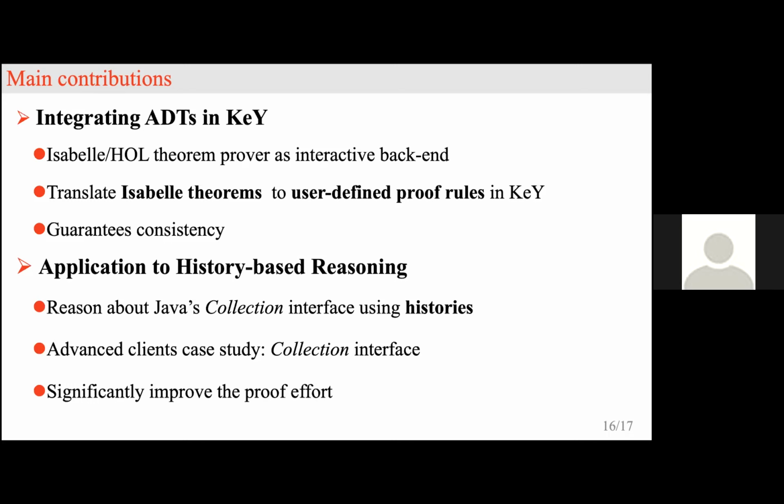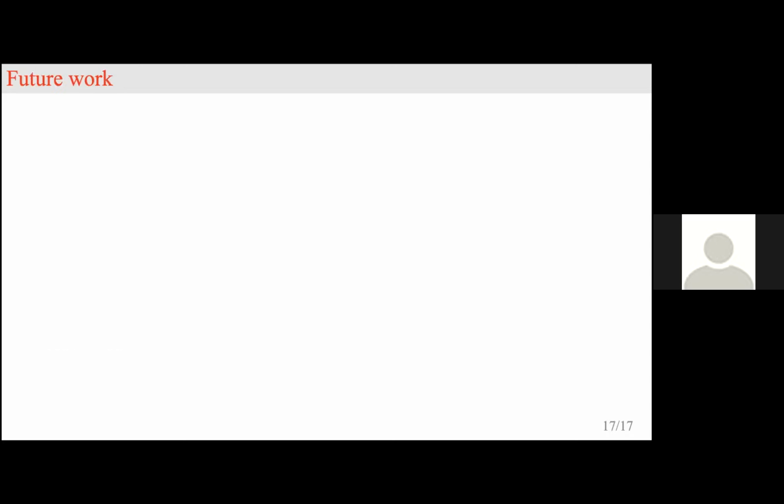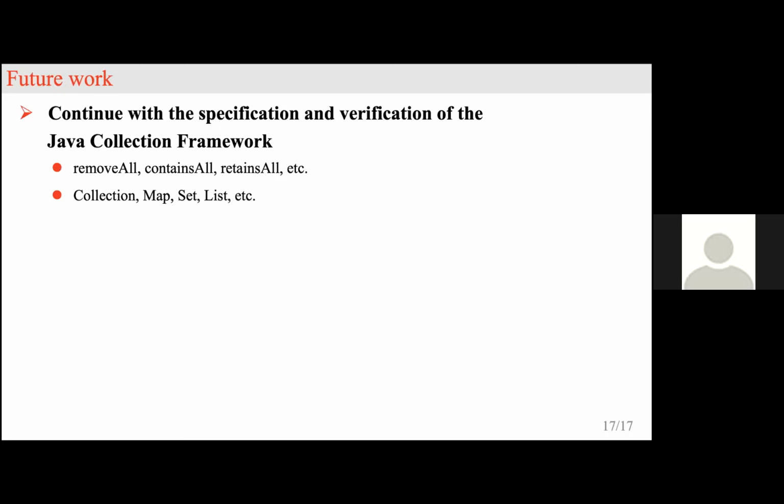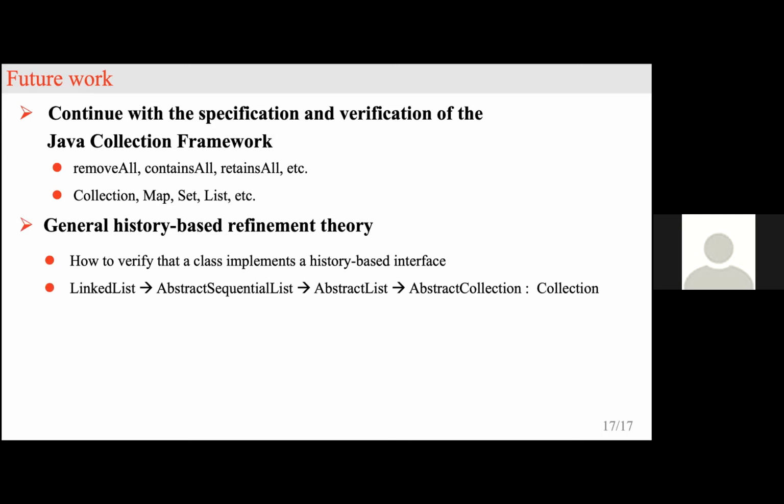Next, we gave several client-side examples to reason about the Java collection interface using history. And most importantly, we improve proof effort a lot. For our future work, we will continue with the specification and verification of the Java collection framework. Here, we only talk about the addAll method, and we will continue with removeAll, retainAll, and so on. We not only do collection, we also want to do map, set, list, and so on. And we want to generate history-based refinement theory. This is also the work we are doing now.